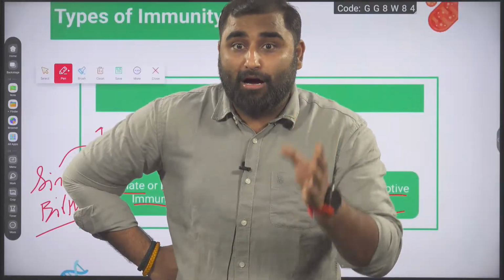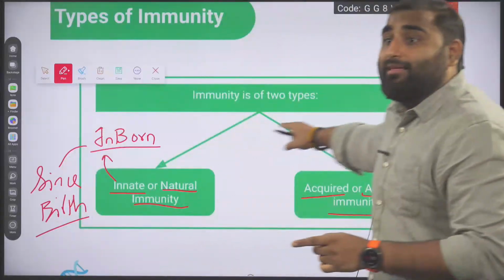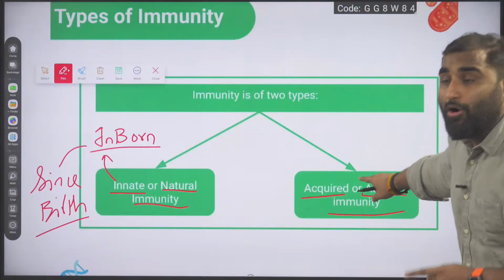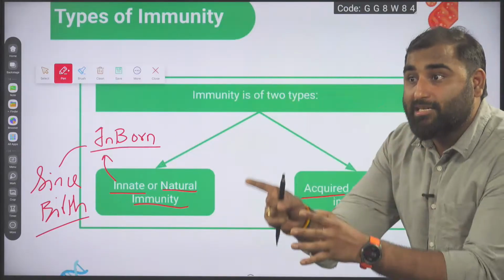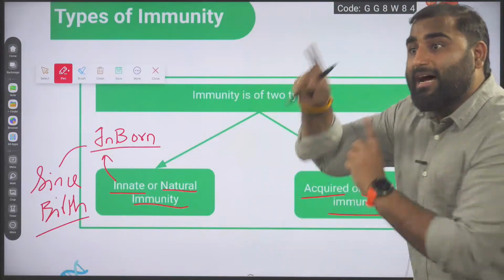Why? Because now your body has acquired the immunity. Your body has acquired the knowledge: okay, this is the chickenpox virus, next time if this comes, I will kill this.